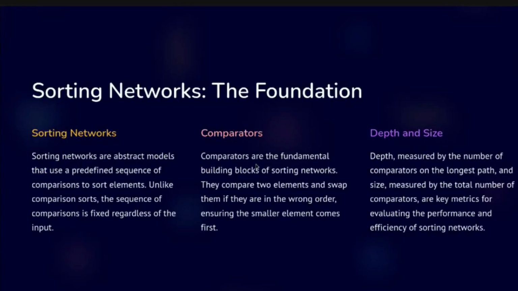Then sorting networks. To understand bitonic sort better, we need to talk about sorting networks. These are a fixed set of comparison steps that don't depend on input values. The basic component is a comparator, which compares two elements and swaps if needed according to the flag, that is, decreasing or increasing. The performance is measured in terms of depth, how long the chain of dependent comparators is, and the size, the total number of comparators used.